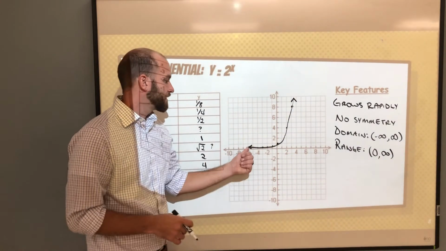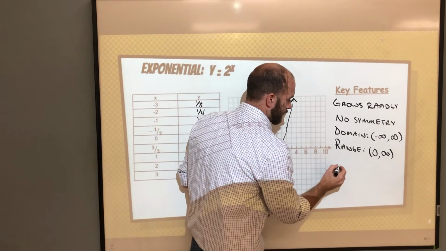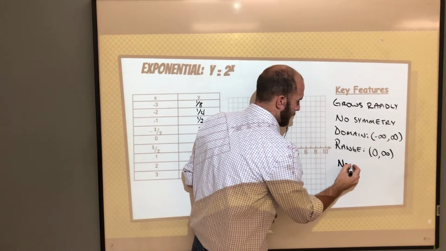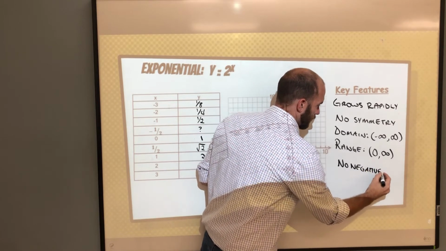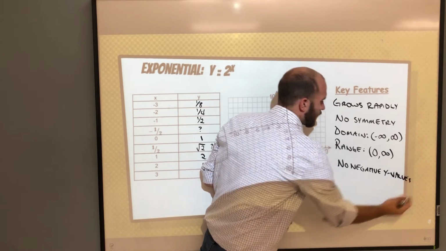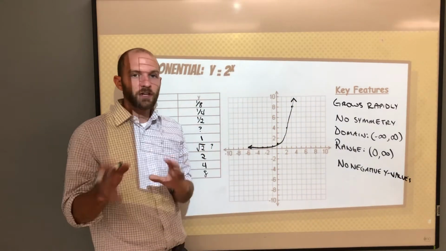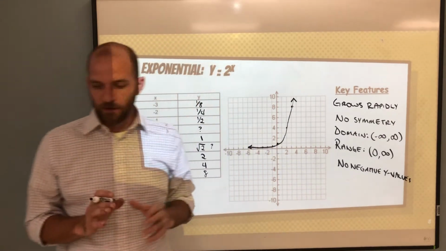Another thing to note about this exponential function, since it's not going to cross 0, the y values won't ever be negative. Now, all this can change if we start doing transformations, but for our typical function, we won't have negative y values.